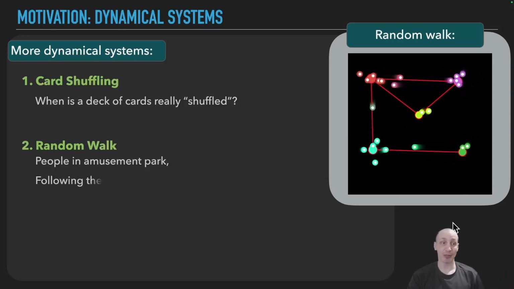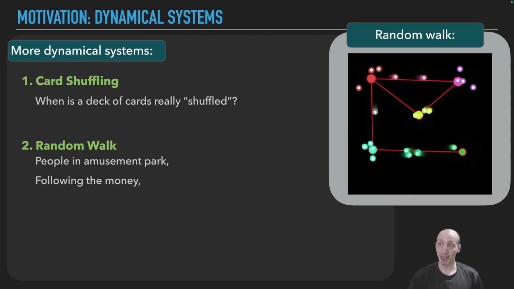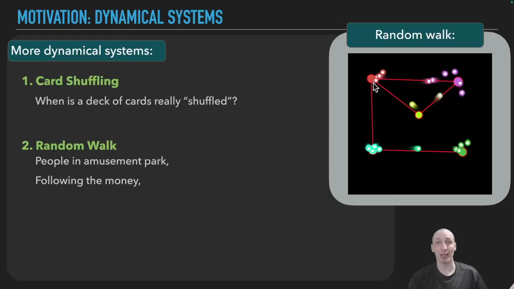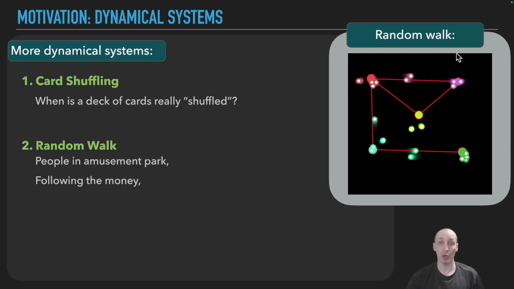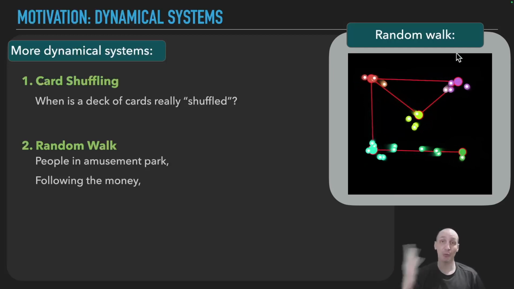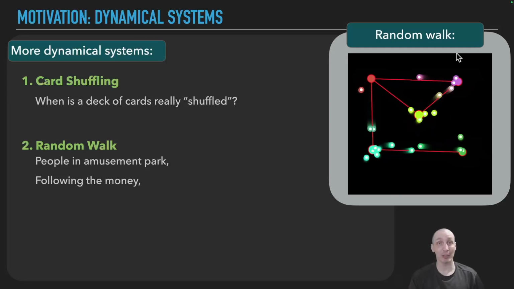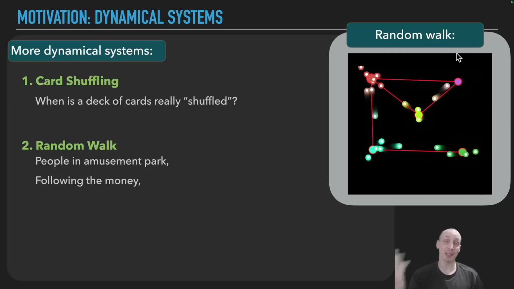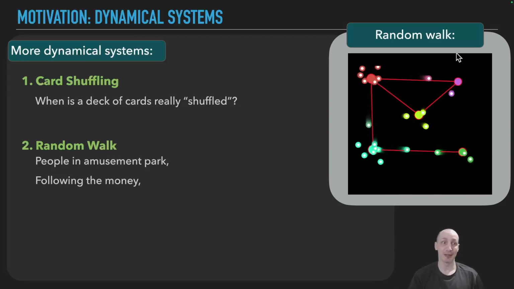For example, we can talk about following the money. Maybe the points that we see here are actually money, they are dollars, and the states, the nodes here, are people or companies, and the money more or less moves randomly from one person to the other, or from one company to the other. And then you can ask, which company has on average the most amount of money? Which company has the least amount of money? So this is following the money.